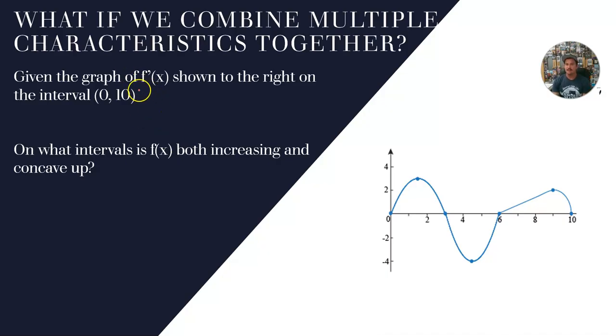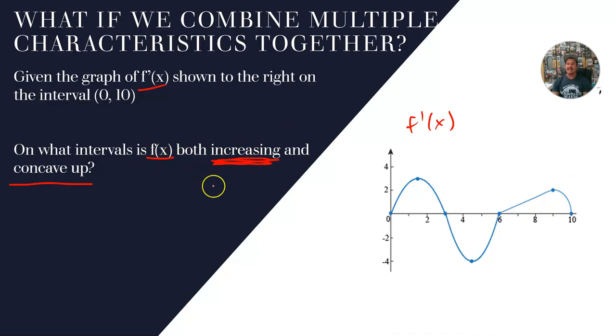So let's say, given the graph of f prime of x, here's the graph of f prime of x shown to the right on the interval from 0 to 10. On what intervals is f of x both increasing and concave up? Okay, so now I'm answering two questions. I have a different graph here. So first of all, let's determine where f of x would be increasing.